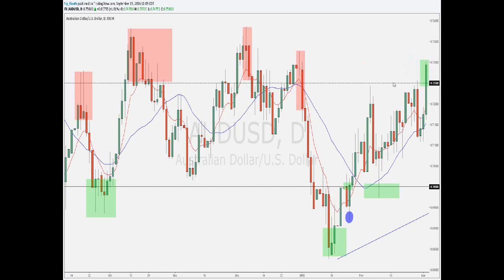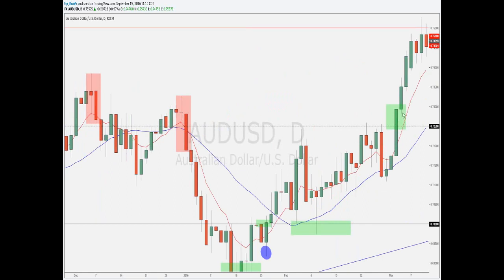So let's see how much it pulls back. It did not pull back much, you see? The next bar barely pulled back and then just took off and hit our target, 7,500.